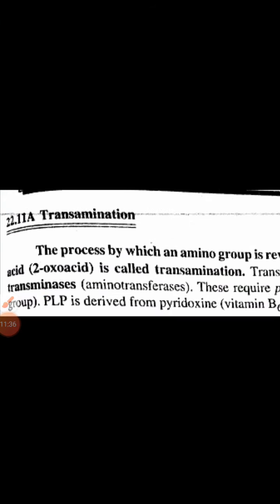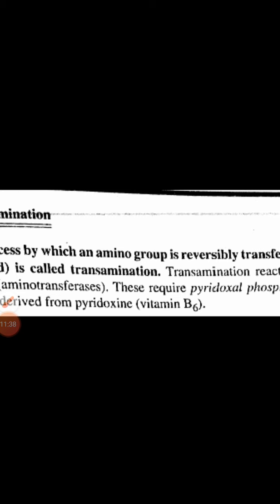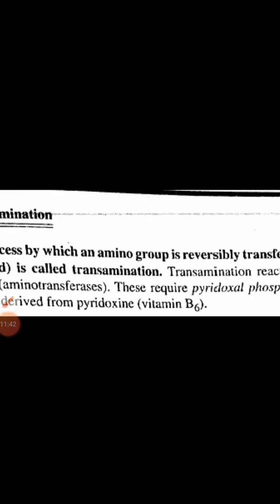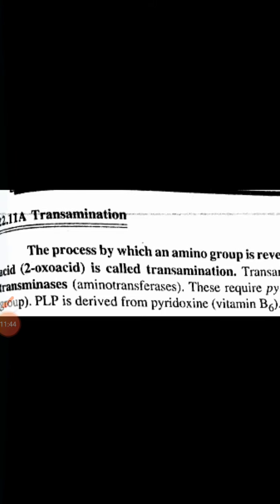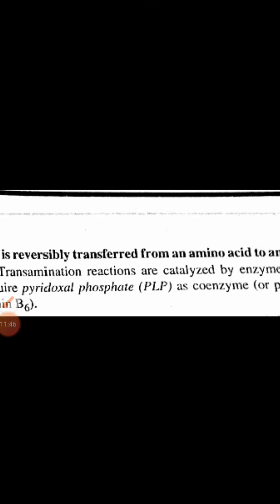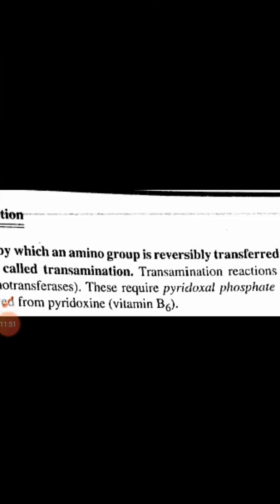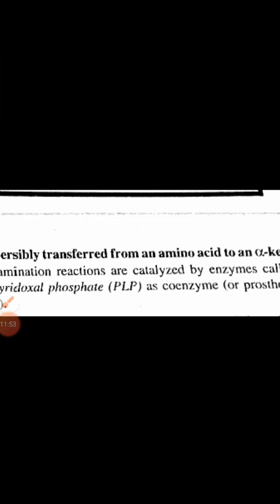So what is transamination? The process by which an amino group is reversibly transferred from an amino acid to a keto acid is called transamination. Transamination reactions are catalyzed by enzymes called transaminases. They require PLP as coenzyme. So let us understand this with an example.